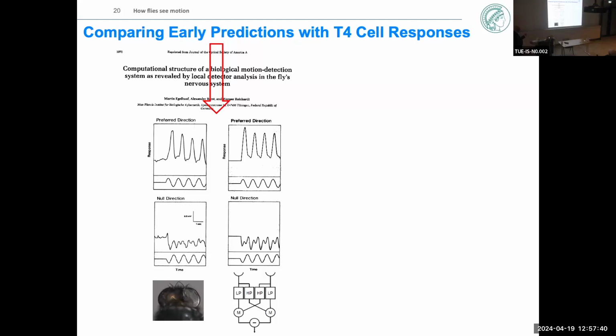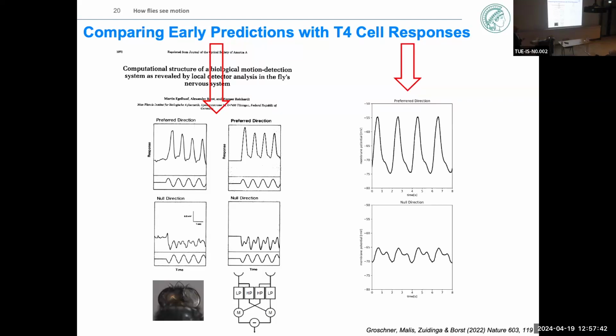The slit experiment, and these are the T4 cells' responses that Lukas Groschner recorded, and I find that amazingly similar to what we did 30 years before, including all these second harmonics that we see here, which are indicative of the multiplication. So I would say pretty good job.